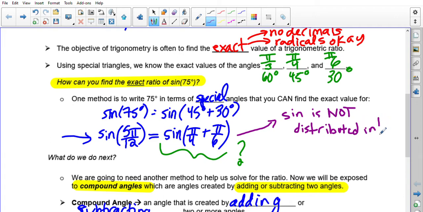Okay, so what I mean by that is I'm saying that it does not equal sine pi over 4 plus sine pi over 6. Okay, that's what I mean. So it's not equal to that. Big red no.